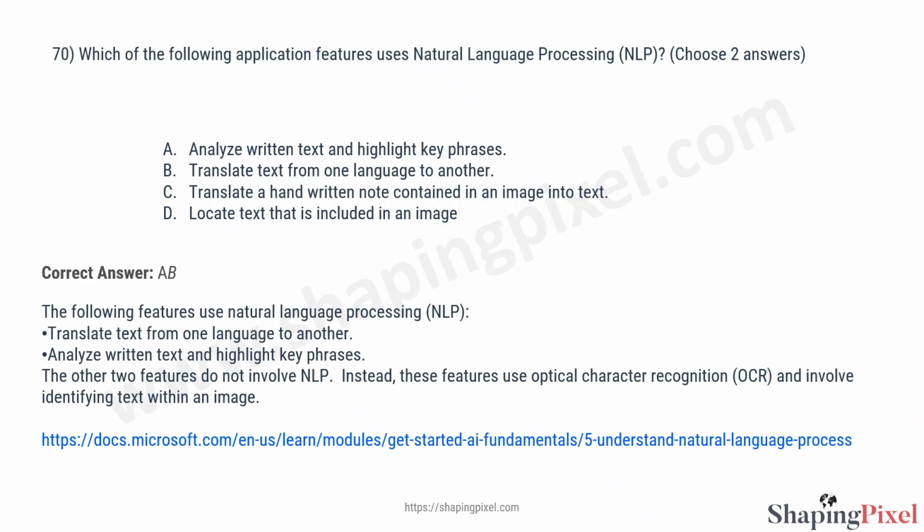The following features use natural language processing: translate text from one language to another, analyze written text and highlight key phrases. The other two features do not involve NLP. Instead, these features use optical character recognition and involve identifying text within an image.